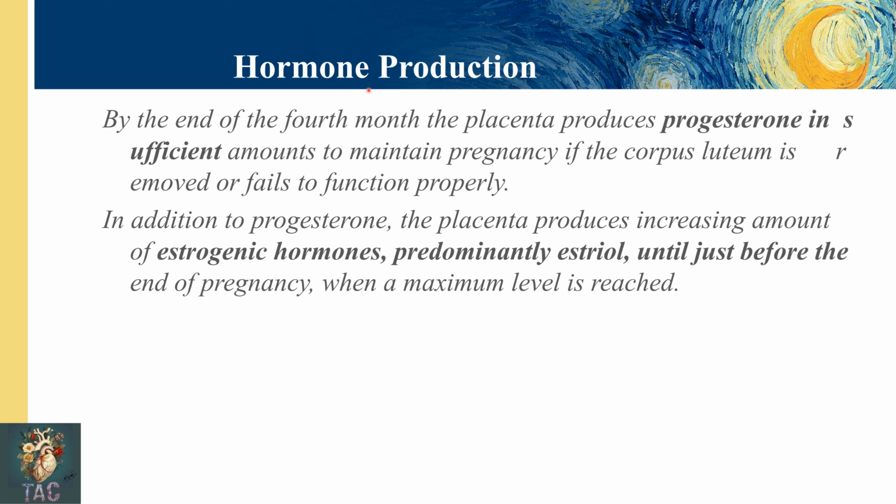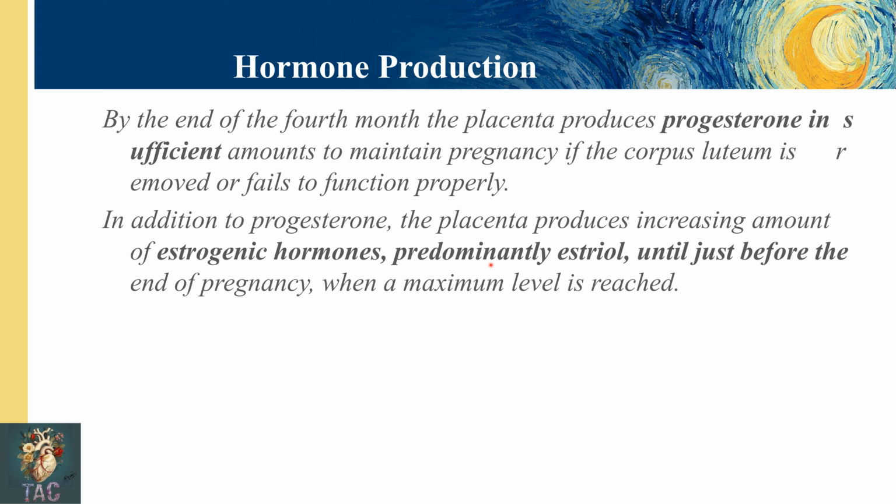Now the different hormones produced by the placenta. By the end of the 4th week, the placenta produces progesterone. If the corpus luteum is removed or fails to function properly before the 4th month of pregnancy, usually near the 12th to 14th week, the corpus luteum is producing HCG and then the progesterone hormone, which is required to maintain the pregnancy. But by the start of the 4th month, the amount of progesterone produced by the placenta is sufficient, and it can take over the functions.